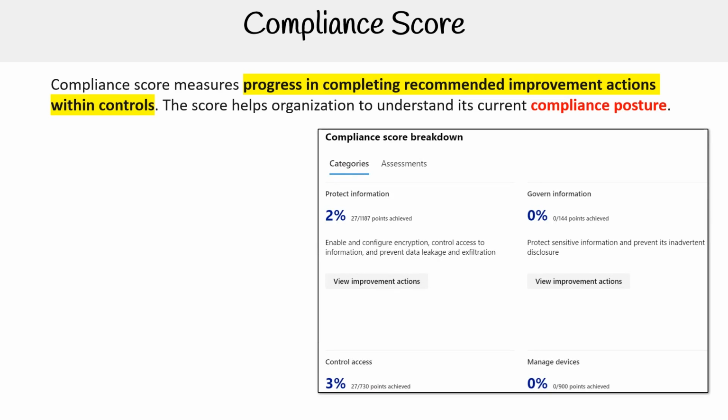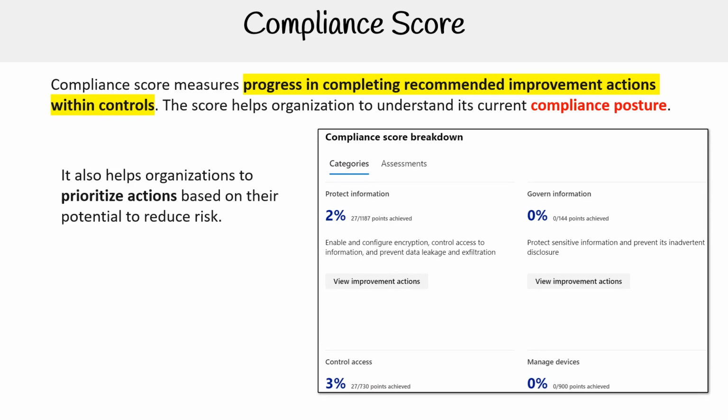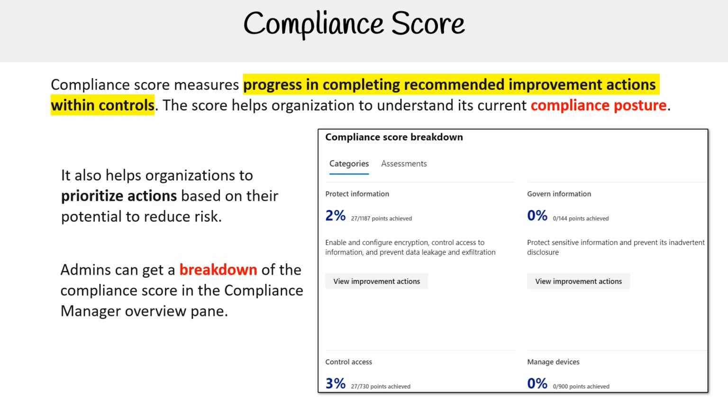So, Compliance Score measures progress in completing recommended improvement actions within controls. The score helps organizations to understand their current compliance posture. It also helps organizations to prioritize actions based on their potential to reduce risk. Admins can get a breakdown of the compliance score in the Compliance Manager overview pane.